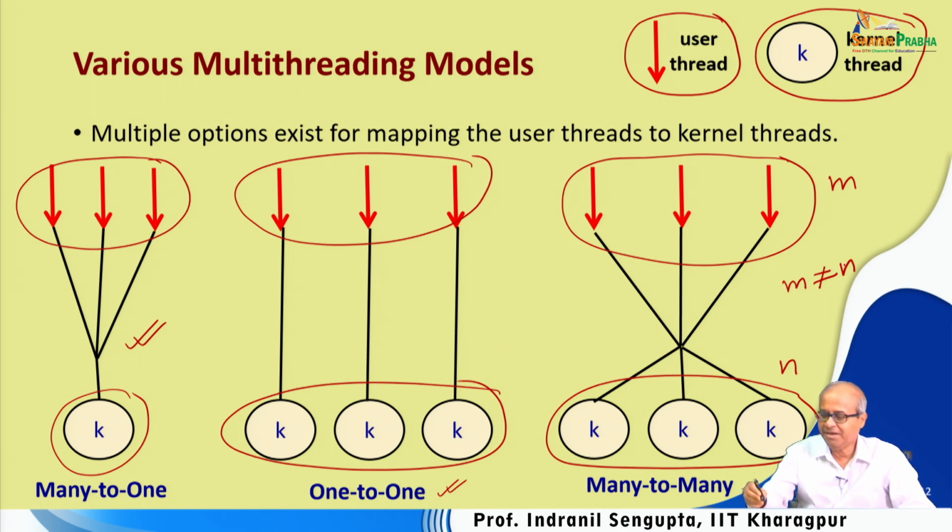So, what is done? Any of these user level threads can be mapped to any of the kernel level threads, and that can change with time. Let us say the first thread was assigned to this kernel thread here. Sometime later it may be assigned to the second thread. Okay. So, this is a more general scenario, and as I said, modern day operating systems support the one to one and many to many models, many of them. Okay.